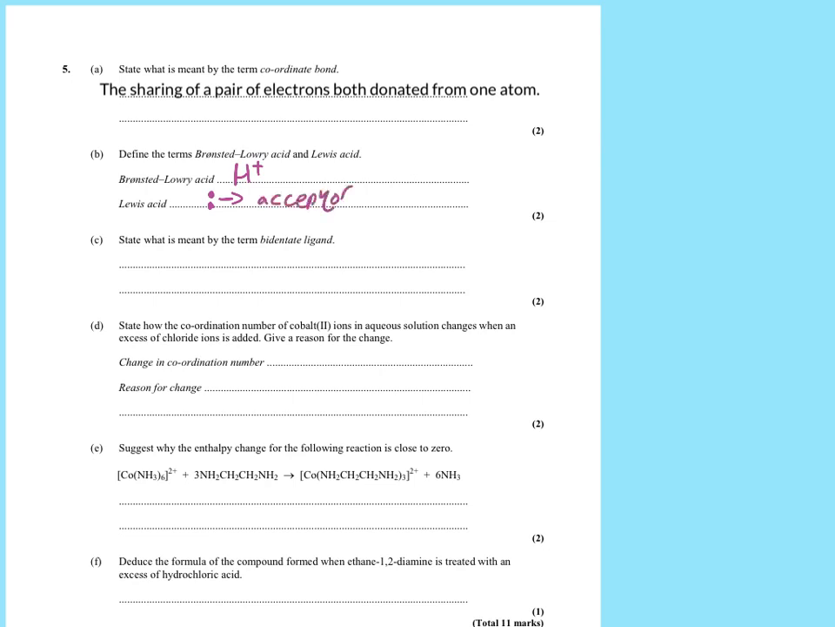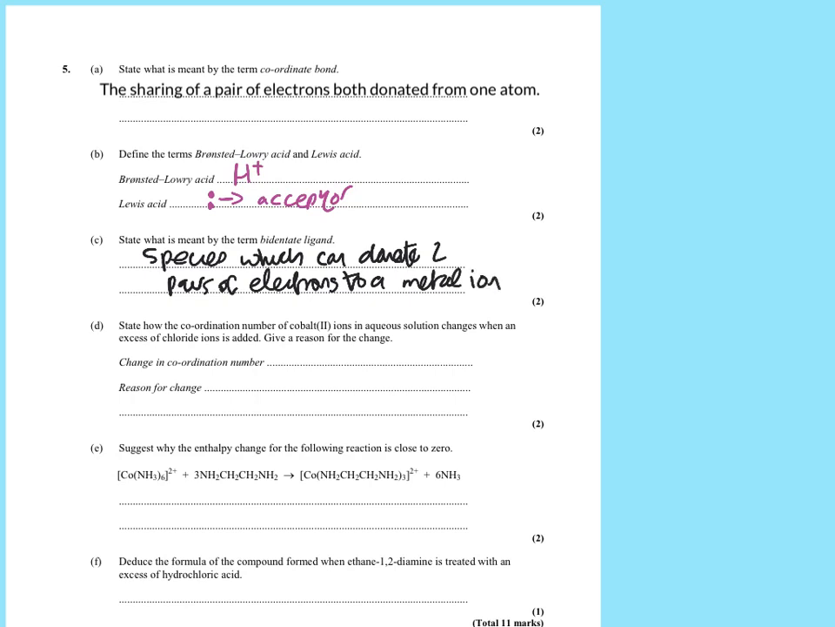What is meant by a bidentate ligand? That is a species which can form two coordinate bonds, or which can donate two pairs of electrons to a metal ion.